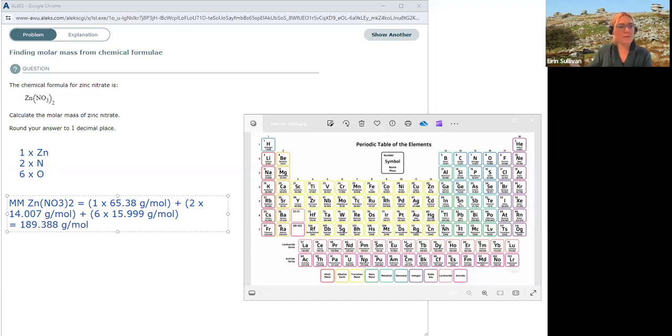What about rounding? Just as an FYI, if I was going to ask you to round this, if you're adding stuff together, then you would go to the smallest number of decimal places. The multiplying by an integer here doesn't count, because that is an exact number, so it has infinite sig figs. So I would say you should round to 2 decimal places if you were going to round. But ALEKS has asked us to round to 1 decimal place, so that's going to be 189.4.